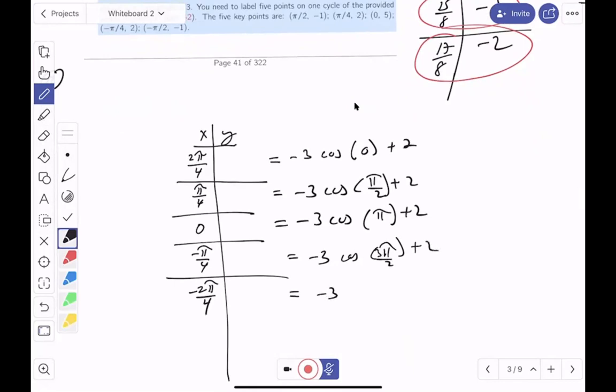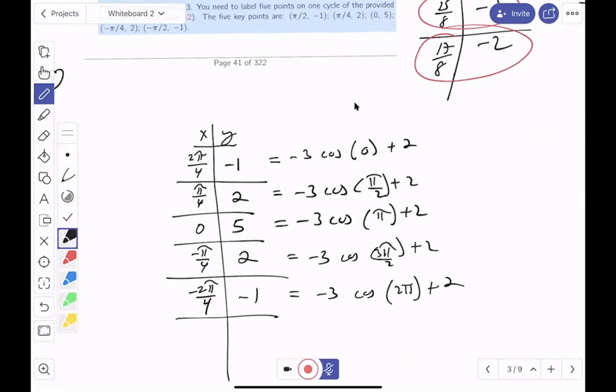And this one is going to be minus 3 cosine 2 pi plus 2. Cosine of 0 is 1. So it's minus 3 plus 2, which is minus 1. We'll check these with the key later. Let's see, minus 3 cosine pi over 2 is 0. That's 2. That's not so bad. Cosine of pi is minus 1. That can be 3 plus 2, which is 5. Cosine of 3 pi over 2 is going to be 0, so it's going to be 2. And then what do you get? Cosine of 2 pi, which is 1, so minus 3 plus 2 is minus 1.